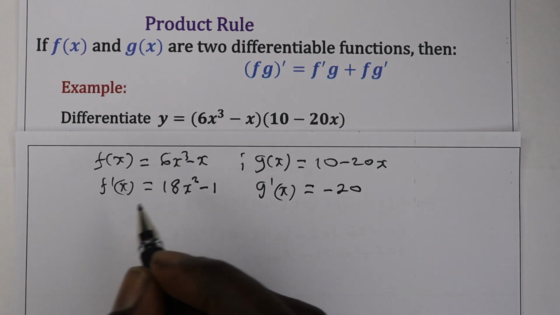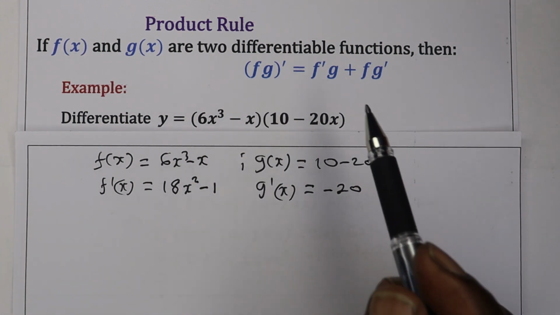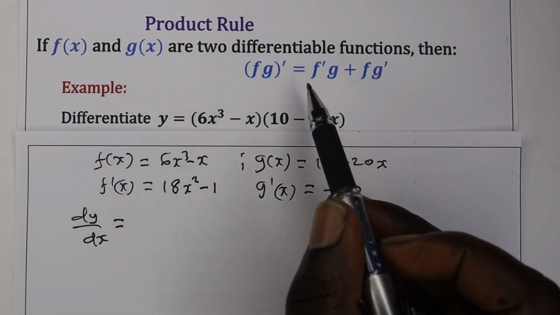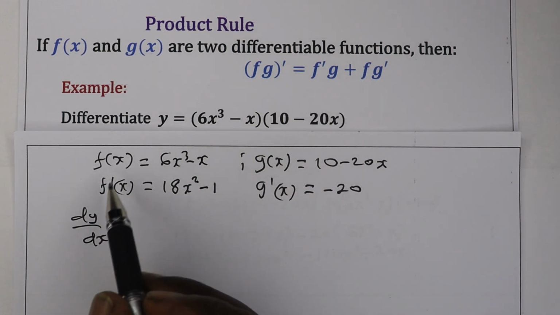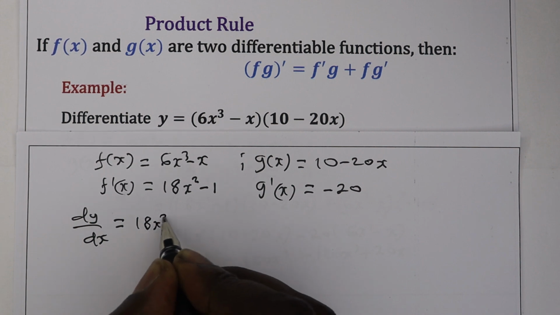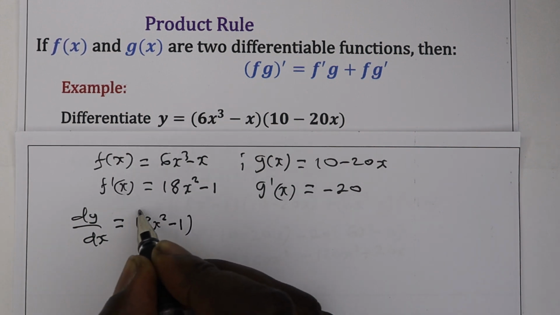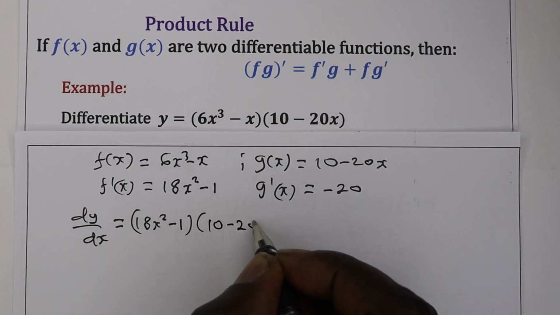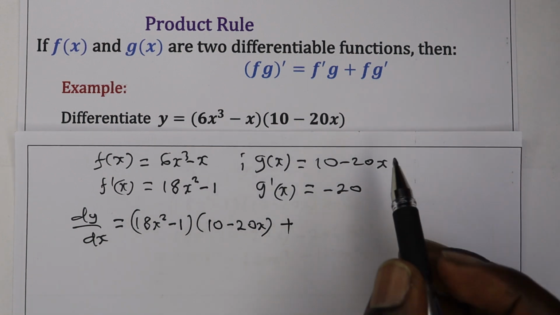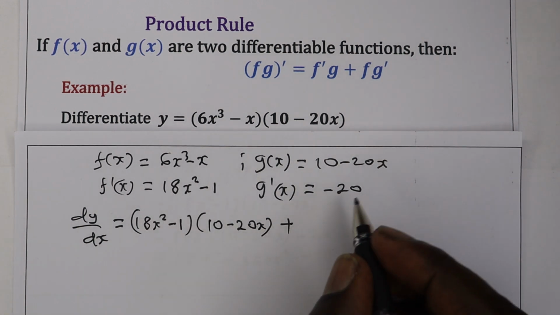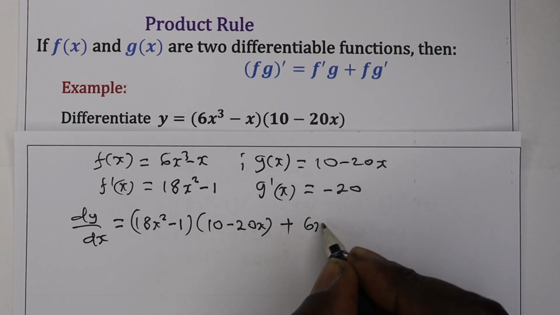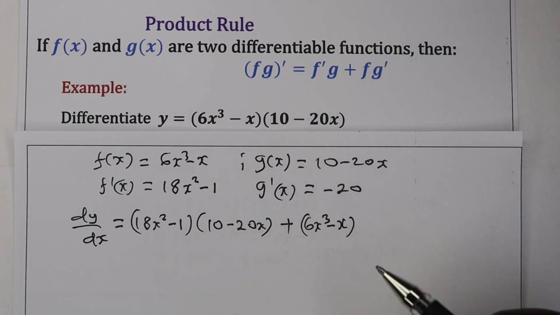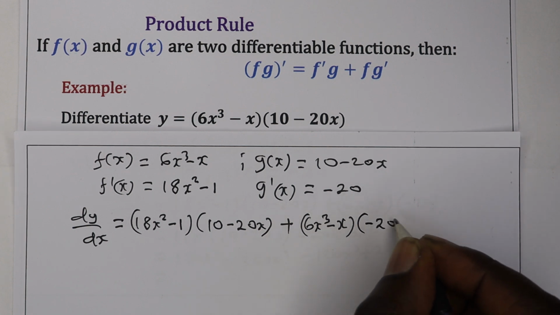So now you want to get dy dx, that is the derivative of the product. So dy dx in this case will be the derivative of the first function, that is the derivative of f of x, that is 18x squared minus 1. Then you multiply that by the second function, and the second function in our case is 10 minus 20x. And whatever you get, you add to the first function, and the first function is 6x cubed minus x. You multiply that by the derivative of the second function, which is negative 20.